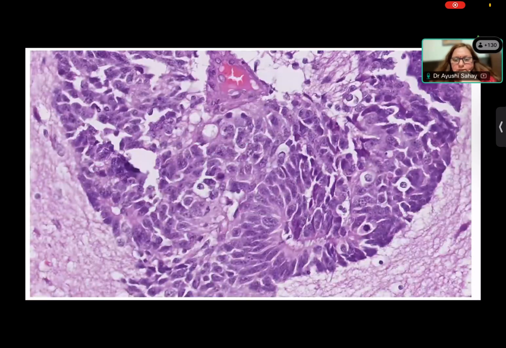And here, what do you think this image is showing? What kind of a rosette is this? This one. Yes. Ma'am, the screen is not moving, ma'am. Ruchi, can you see? Yes, we can see.